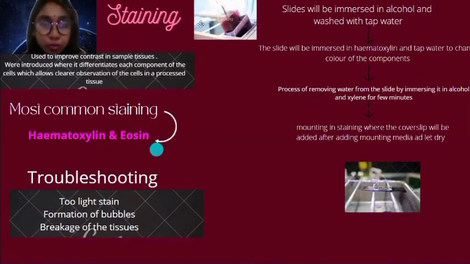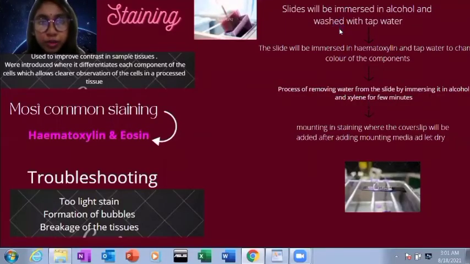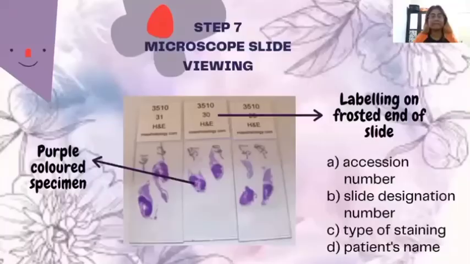The most common troubleshooting of this process is that sometimes the stains will be too light, and there may be formation of bubbles and also breakage of the tissues. It is very important to know and follow the procedures to avoid light stain, formation of bubbles and breakage of the tissue at the end of the examination.